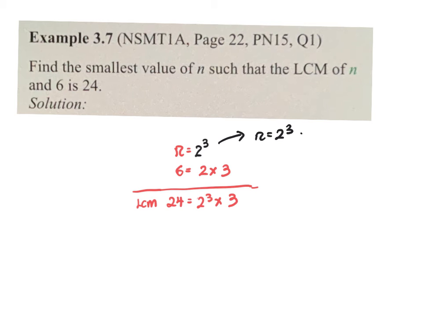This will be equal to 8. That will be the smallest value possible, the smallest value of n. Another possibility is, n can also contain 3. So if it contains 3, then it's okay as well.